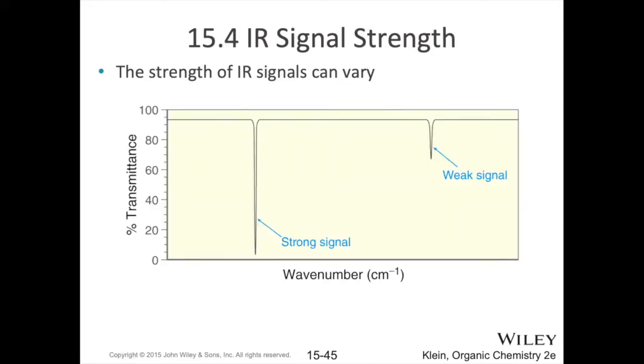Okay, let's talk a little bit about the intensity of the signals, right? So I pointed out that you could have very strong signals that absorb a lot of your IR radiation, and so they show up as a very deep peak, or you could have weak signals that are very shallow peaks. They don't absorb as much of that infrared radiation.